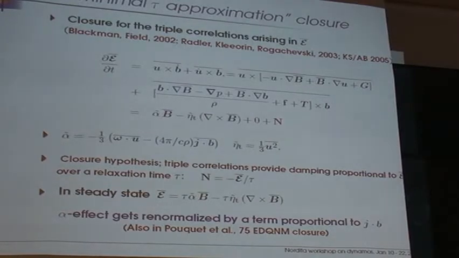Any closure will be hotly debated. Okay. And then Pouquet et al. were the first people to try to adopt it to magnetohydrodynamic turbulence. And they derived both these results, that the alpha gets renormalized by terms proportional to the current helicity, and the turbulent diffusion does not get affected.